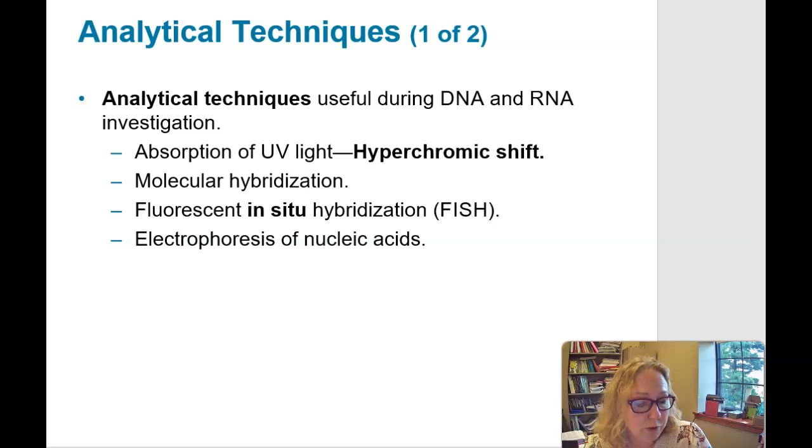Okay, so let's talk really quickly about analytical techniques in DNA, and we will talk about this a lot when we get to transgenic organisms. This is just sort of a flyby overview of genetic things that are done analytically to look at DNA. So UV light, hybridization, fluorescence, and electrophoresis.